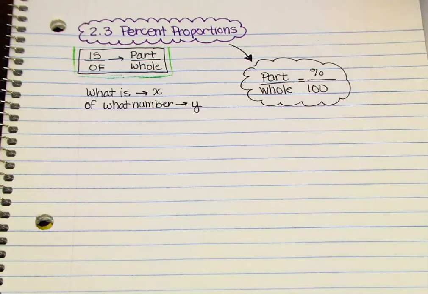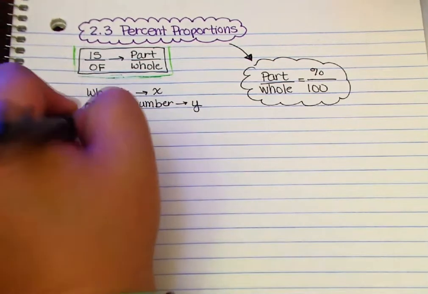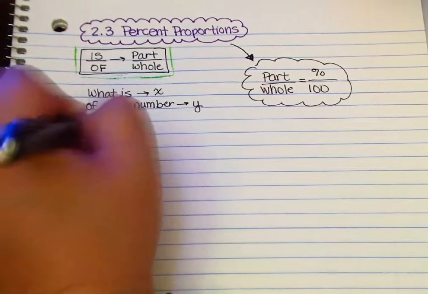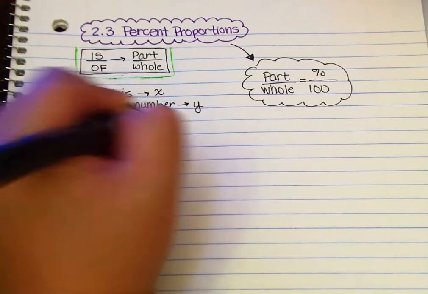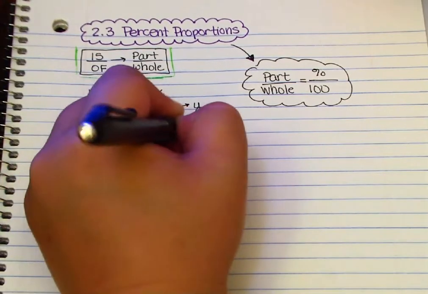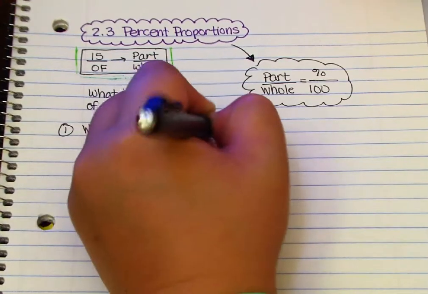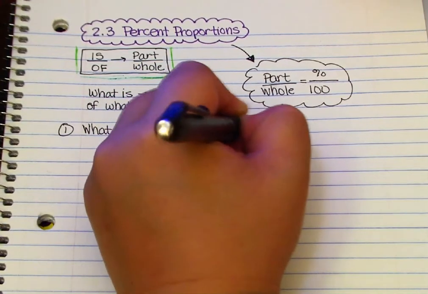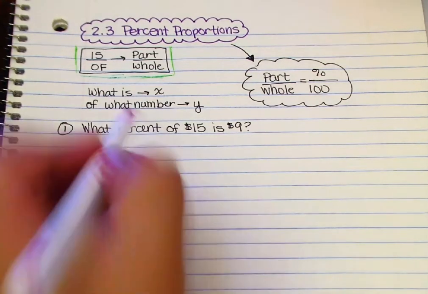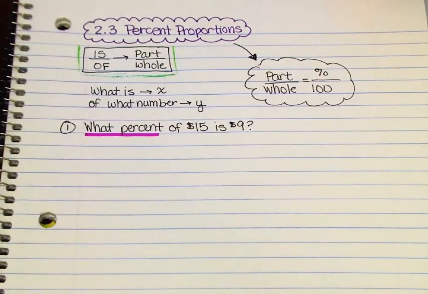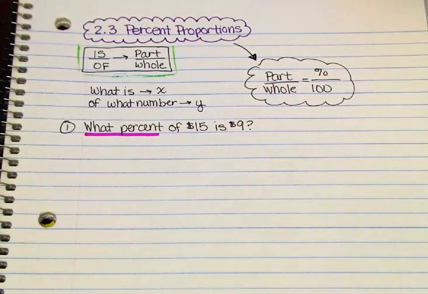Okay. So let's start by just doing some "what percent" problems. That might be easiest. So first one, what percent of $15 is $9? Okay, so one of the things I want you to take note of, it says "what percent", so that usually indicates we don't know the percent. And then we have an "of" 15.